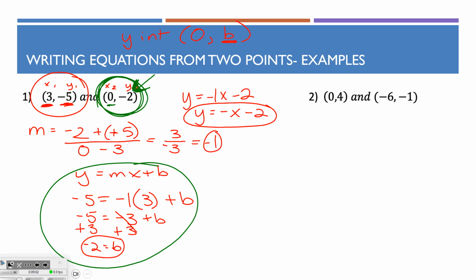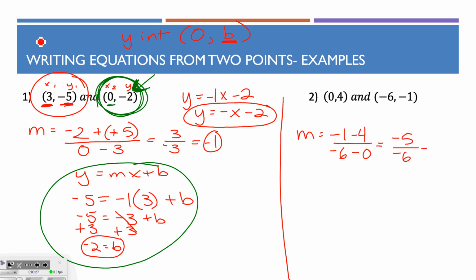Let's look at number 2. So first thing we always do, find the slope. You're always going to have to do that no matter what. So finding the slope, y2 minus y1 over x2 minus x1. And now we're just going to simplify the numerator and the denominator, right? And then a negative over a negative becomes a positive. So my slope is positive 5 over 6.